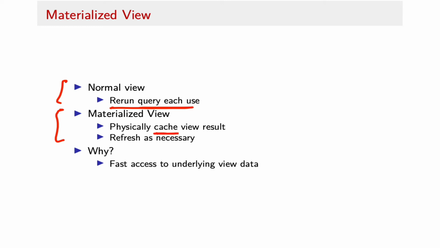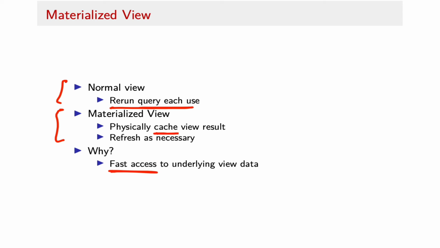Well, it seems like we're setting ourselves up for failure, because if we fail to update the materialized view from the underlying data, we're going to get the wrong stuff. We're going to get old data potentially. So that is a risk of using this. However, there's also a benefit, right? It gives you faster access to the underlying data.